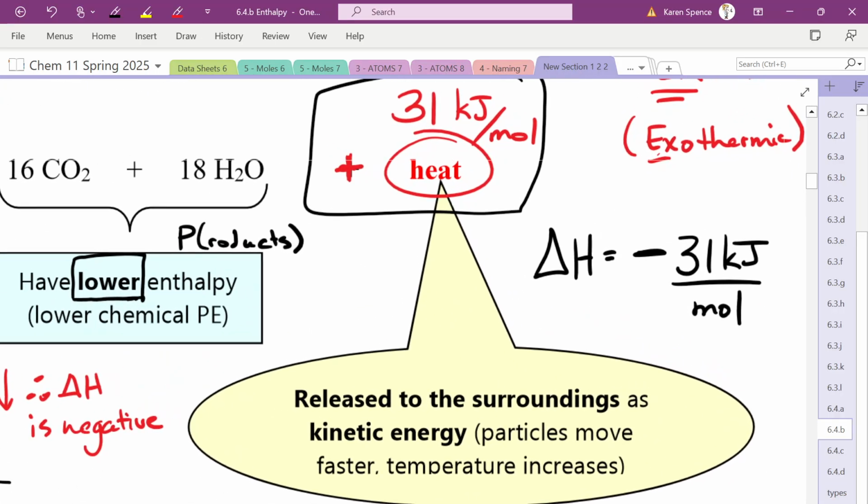So this heat has come out. Remember, this heat is kinetic energy. And so the particles move faster and the temperature increases.